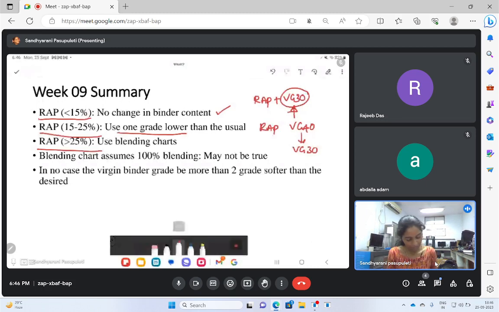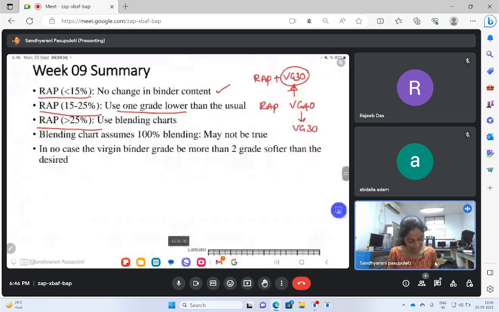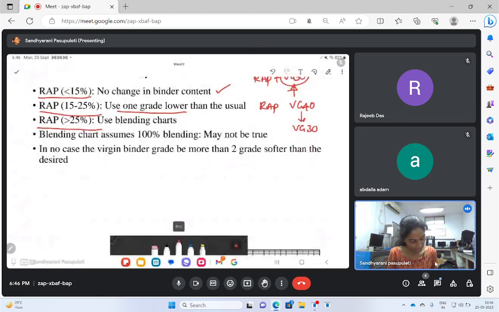Blending chart. And two other points that need to be remembered is, in these blending charts, it is assumed that, let us say there is an aggregate, and above this aggregate there is already some amount of binder that is being coated. To this I am going to add a new binder, because the already existing binder over the RAP surface is very stiff. So I need to add some soft binder so that the mixing and also the compaction would be easier, and also it will improve the performance of fatigue.